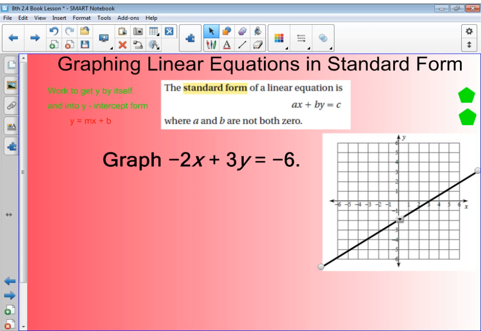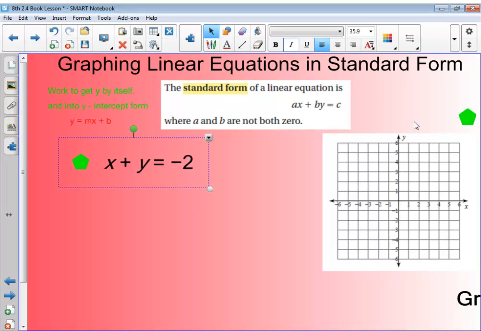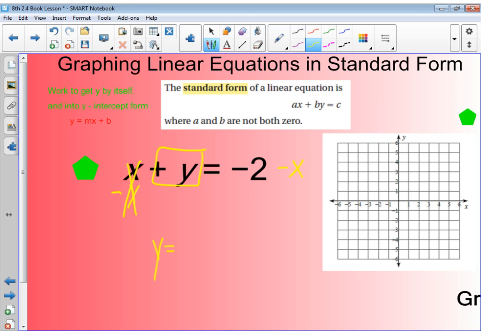So the first step is to work to get that y by itself. Okay, so we'll start with one that's kind of easy here. So right now I have x plus y equals negative 2. So we want to get y by itself. I'm going to leave this one here. So we would do minus an x. So if we rewrite it, we've got y equals, I want to shift my x up here.